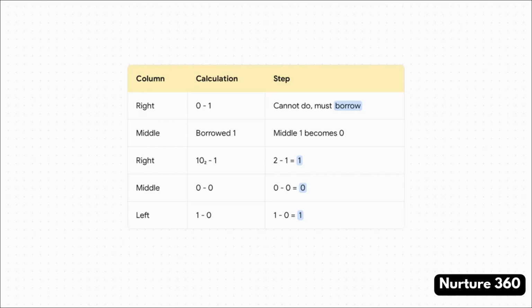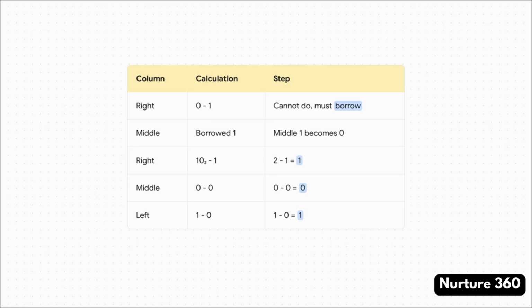All right, let's walk through this together. Starting on the right, we have 0 minus 1. We can't do it, so what do? We borrow. We look to the middle column, take that 1, which now becomes a 0. That borrowed 1 slides over to the right and becomes 10, which we know is really 2. So now, in that right column, we have 2 minus 1, which is 1.